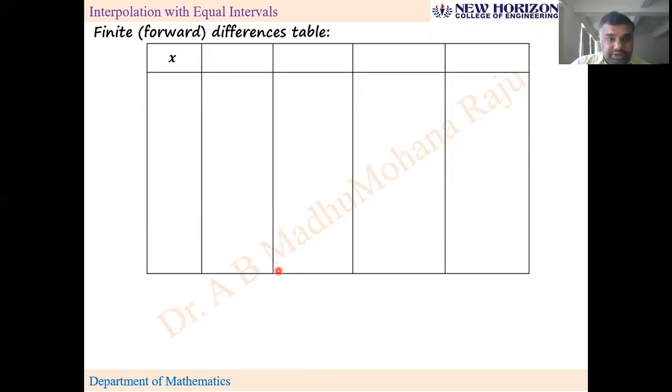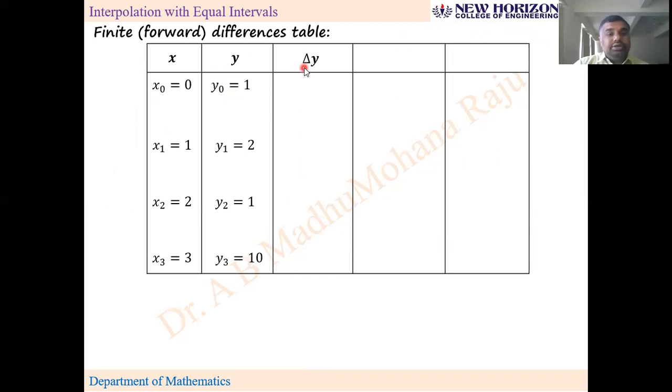Forward differences table: x column, with x values denoted x naught, x1, x2, x3, and y column with corresponding y values denoted y naught, y1, y2, y3. And the first order differences, delta y: simply down value minus upper value. Delta y naught, 2 minus 1 is 1, then delta y1 is y2 minus y1, delta y2 is y3 minus y2, simply down minus upper value.